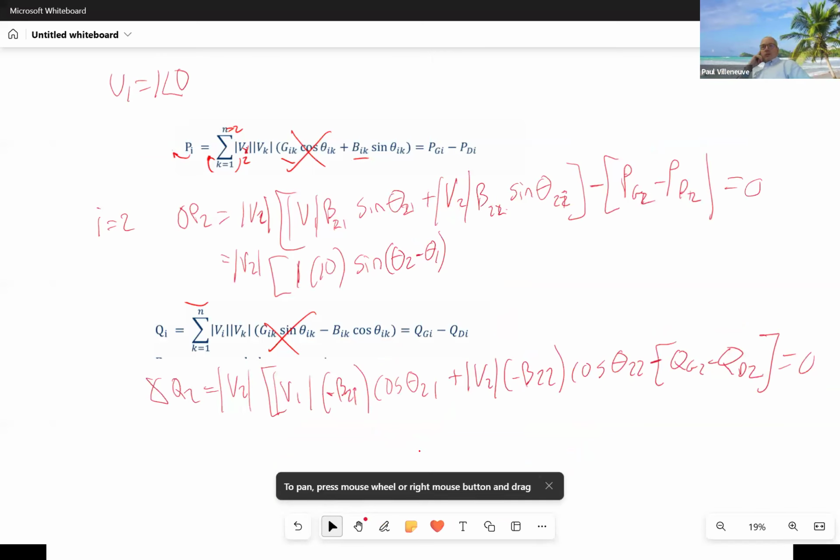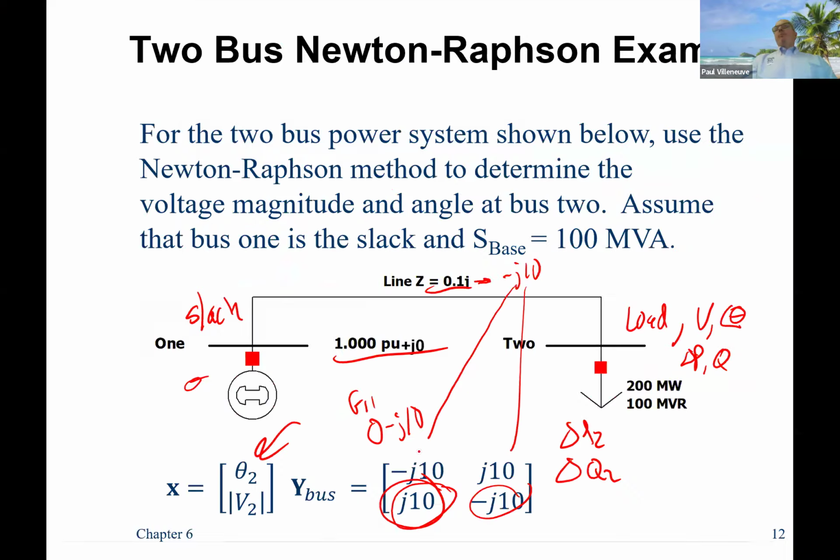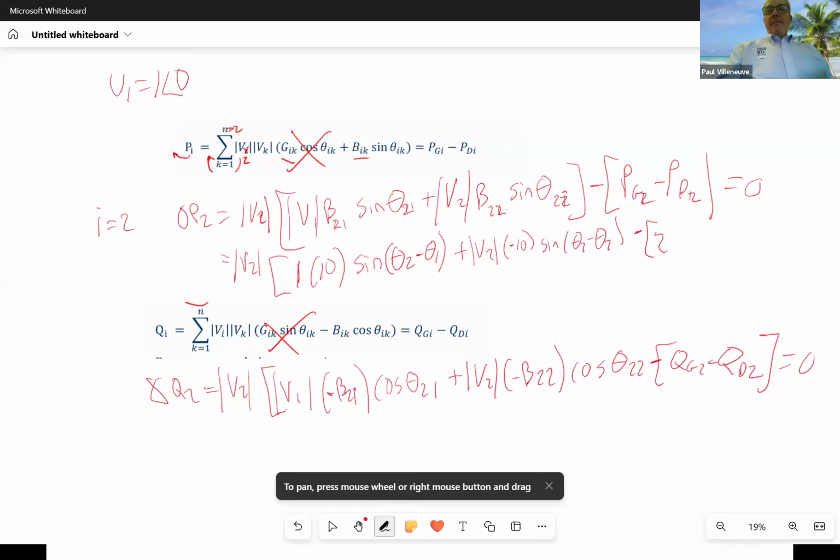All right, so plus V2, which is unknown, and then B22, that is negative 10, times sine of theta 2 minus theta 2. Subtract from it PG2, which is 200 megawatts or 2 per unit power. Actually, that's output power. So there's no generated power, minus 2 per unit real power. That equals 0.